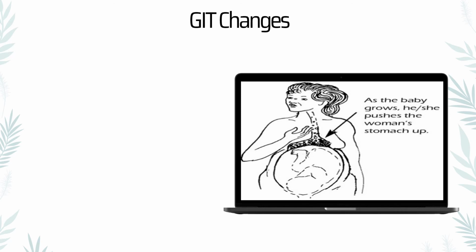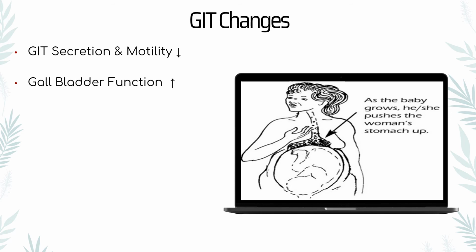GIT changes. GIT secretions. Hypochlorhydria is very common due to decreased gastric secretion. Motility decreases under the influence of hormone, resulting in delayed gastric emptying. Gallbladder functions: the gallbladder increases in size and empties its content at a very slow rate.